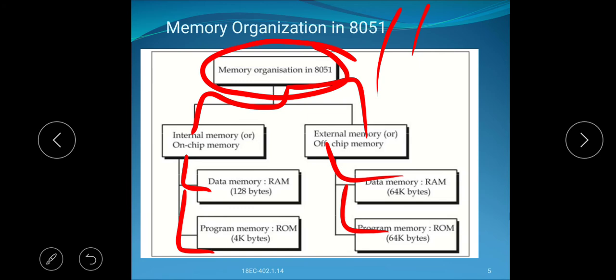Internal RAM, that is the IRAM. The 128 bytes of internal RAM with address space from 00H to 7FH is divided into three groups as follows.